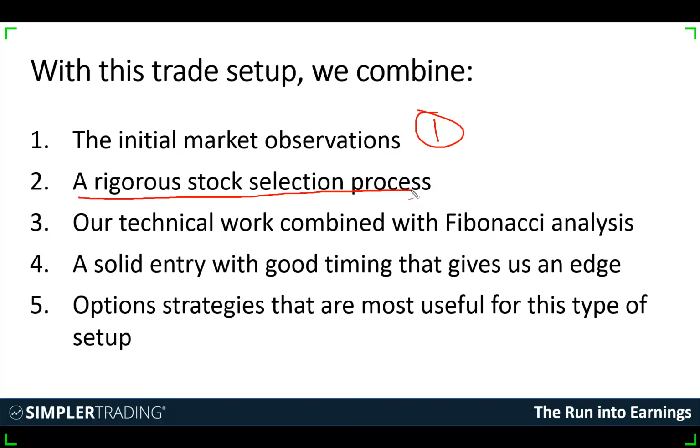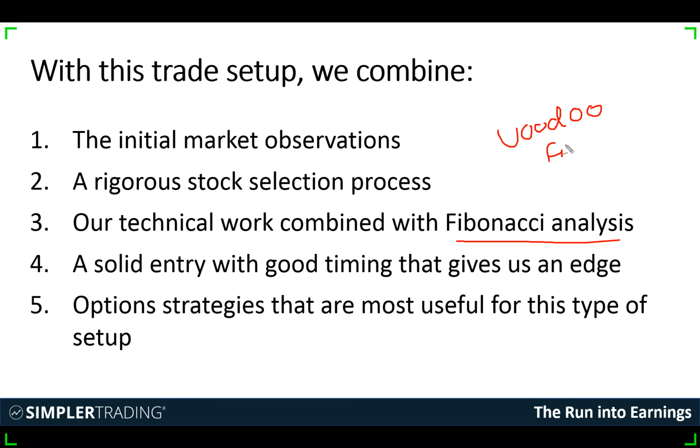This is really critical, and it's something that Henry's been able to do really well, which is really narrowing down which stocks we want to focus on. For the most part, we like to focus on a lot of tech stocks, but really anything with that positive momentum behind it will do. Number three, we really like to combine our technical work with fib analysis. So we look at the voodoo lines, we like Fibonacci, of course, and then we also use the moving averages and we're looking for confluence.